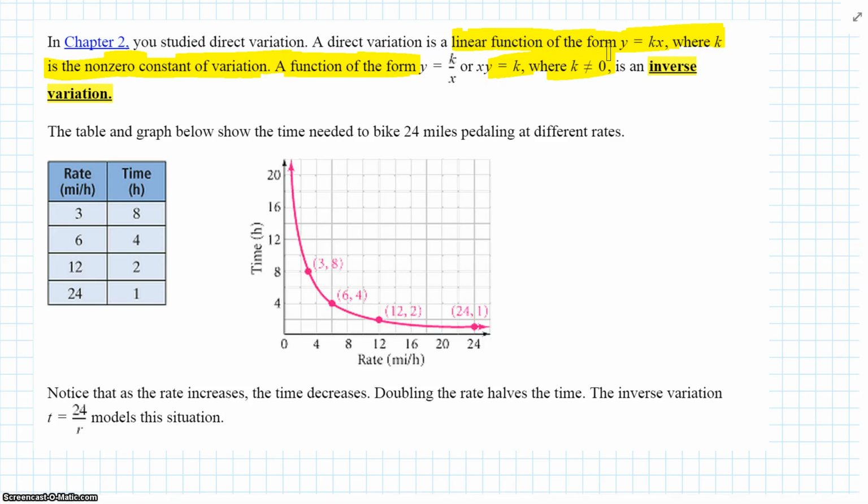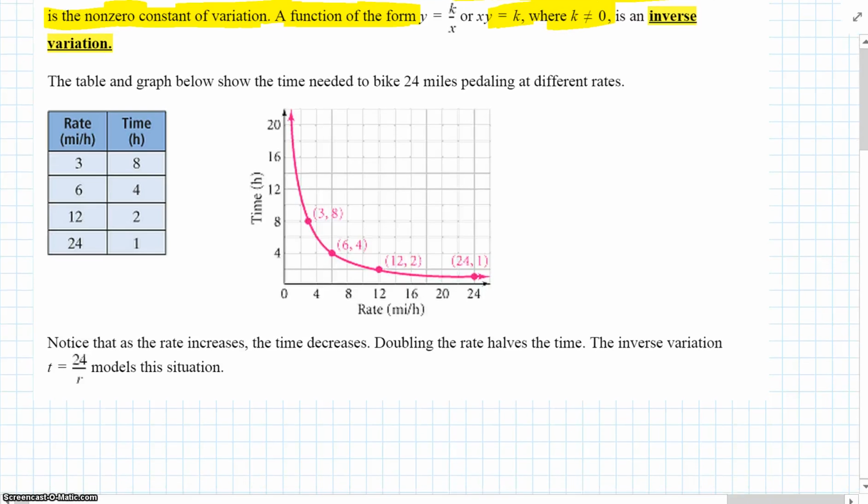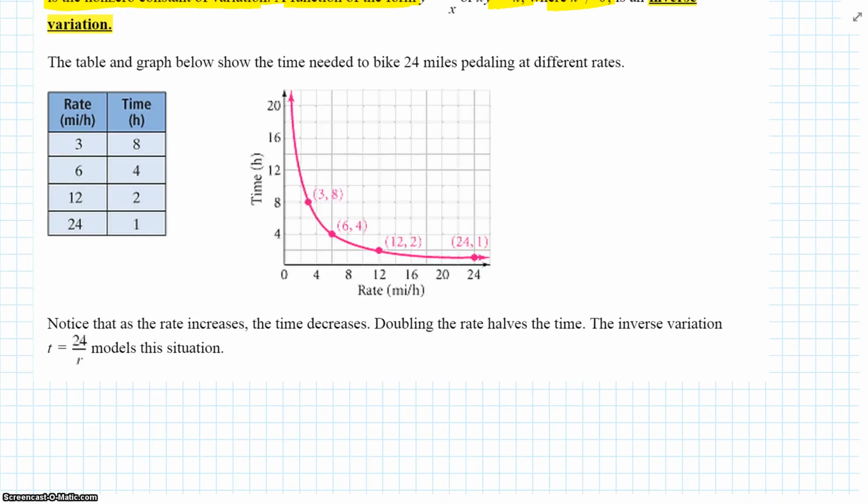The table and graph show the time needed to bike 24 miles pedaling at different rates. At 3 miles an hour, it takes 8 hours. At 6 miles an hour, it takes 4. At 12 miles an hour, it takes 2. And at 24 miles an hour, it takes 1. Notice as the rate increases, the time decreases. Doubling the rate halves the time.